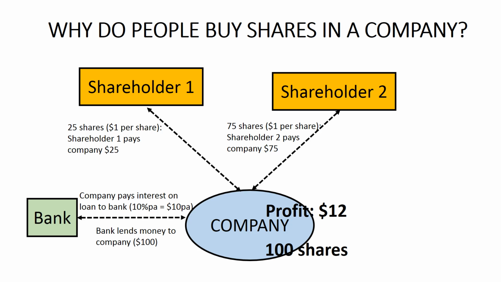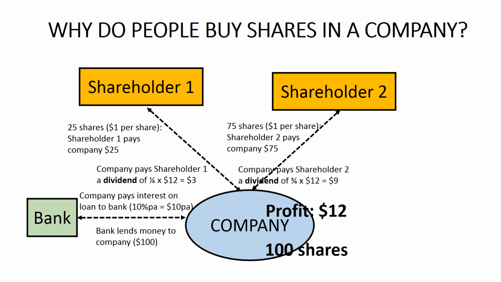That profit will be paid to and divided amongst the shareholders, that is shareholder 1 and shareholder 2, in proportion to the number of shares that each shareholder owns. Shareholder 1 owns 25 shares, which is 1/4 of the shares in the company, that is 25 out of 100 shares. Accordingly, shareholder 1 will be paid a dividend of 1/4 of the $12 profit, which is $3. Looking now at shareholder 2, who owns 75 shares, which is 3/4 of the shares in the company. That is 75 out of 100 shares. Accordingly, shareholder 2 will be paid a dividend of 3/4 of the $12 profit, which is $9.